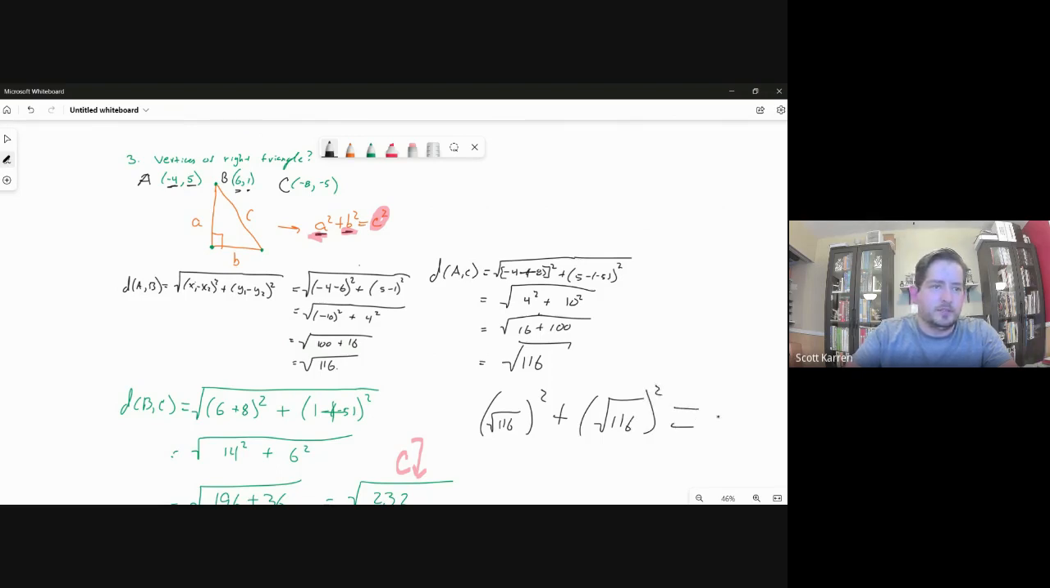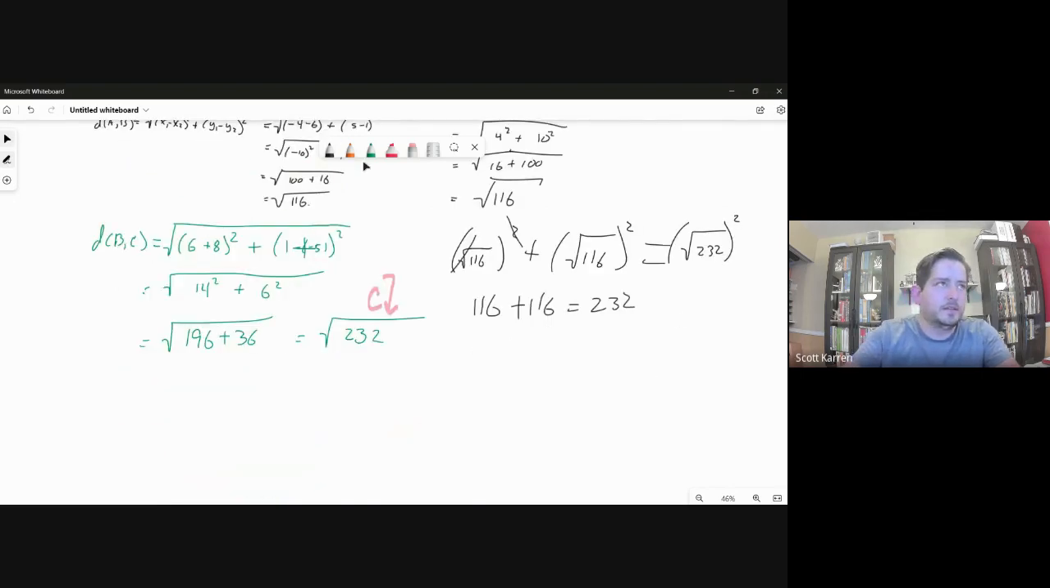And if that's all equal to the square root of 232, that gets squared, then this is true. So the squares will kill the square roots. That leaves me with 116 plus 116 equals 232. And in fact, this is true because 116 plus 116 is indeed 232. So the Pythagorean theorem is satisfied, and therefore this is indeed a right triangle.